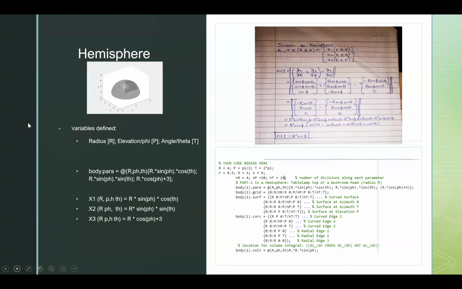Coming to the hemisphere, the parameterization for the hemisphere is similar to that of an octant. So I've generated the hemisphere by rotating the octant 4 times. This you can see is the calculation for the Jacobian of the hemisphere, which comes out to be r square sine phi, which is discussed in detail in the previous project video. We use this Jacobian to calculate the volumes for the surface for the bodies. So this is the volume calculation for the hemisphere.